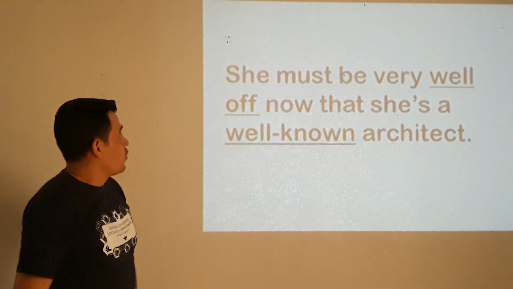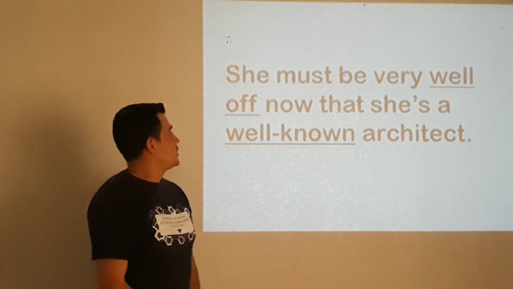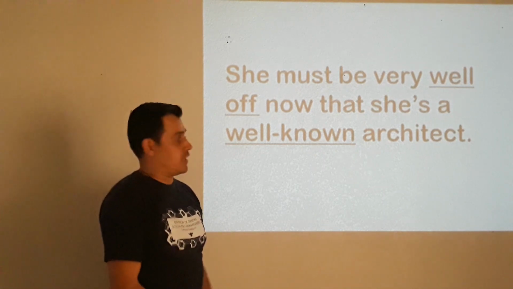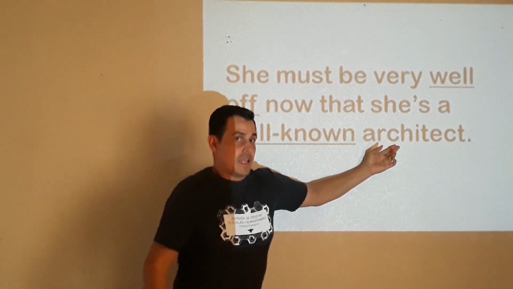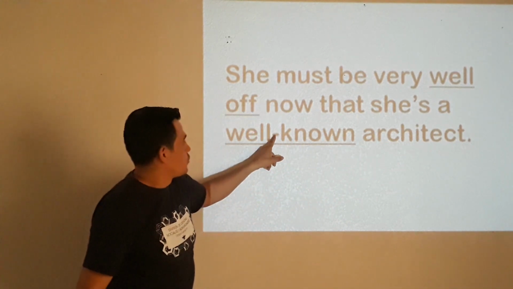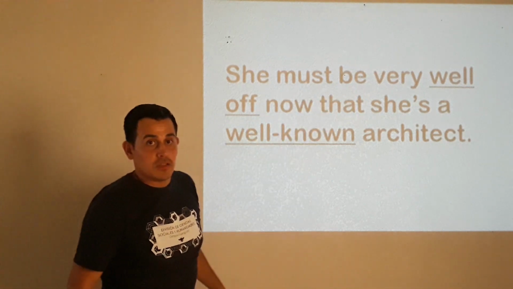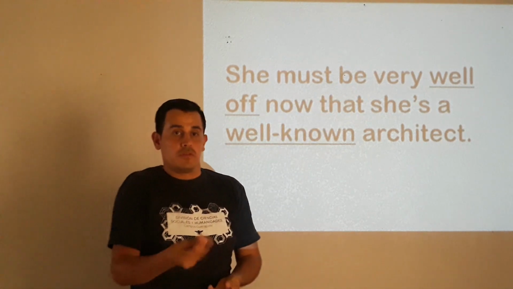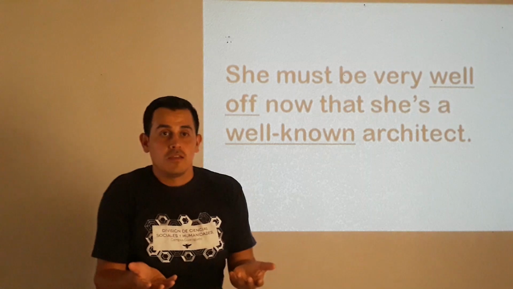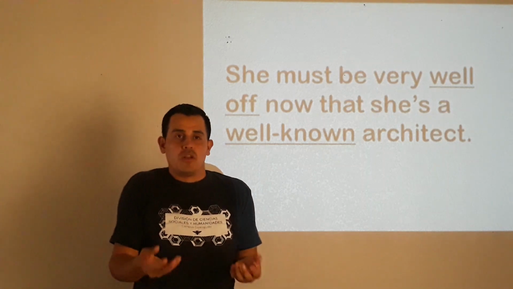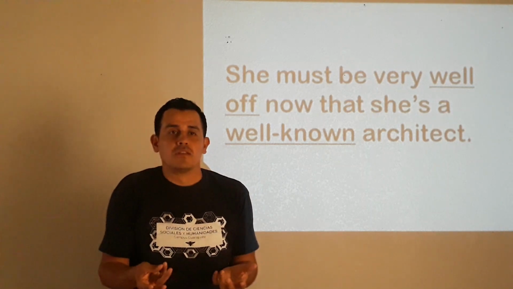She must be very well off now that she is a well-known architect. You see this? Noun at the end. That's why you need the hyphen. Well off. Fixed expression. What does it mean? Well off. You're making money. You are well off now. Well off means that you are affluent.